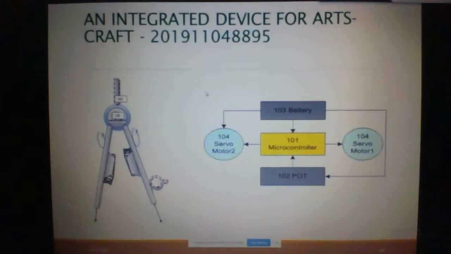Another idea is an integrated device for arts and craft. As you are aware, this is a compass. We can increase or decrease the distance by a manual process. So we tried to automate this process by putting one potentiometer and servo motor, a small piece of hardware, inside the compass on top of it, and we can set the distance from the top. The legs of it automatically open to that distance.